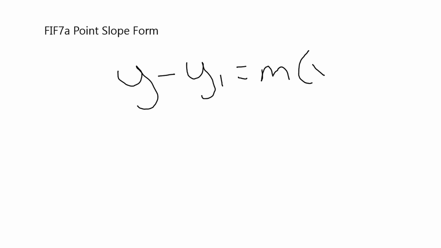This video is on FIF7a using the point slope form. In this video, it's going to show you how to graph given a point and the slope, as well as write the point and slope into the slope-intercept form using the formula y minus y1 equals m times x minus x1.